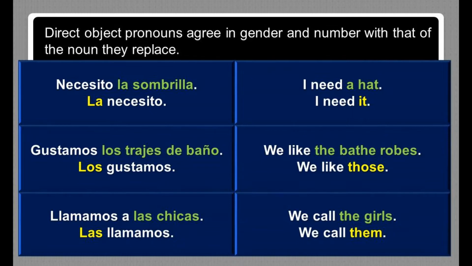Llamamos a las chicas, we call the girls. Las llamamos, we call them. Las is used to replace a las chicas. Instead of saying the entire las chicas, just use las to mean them.